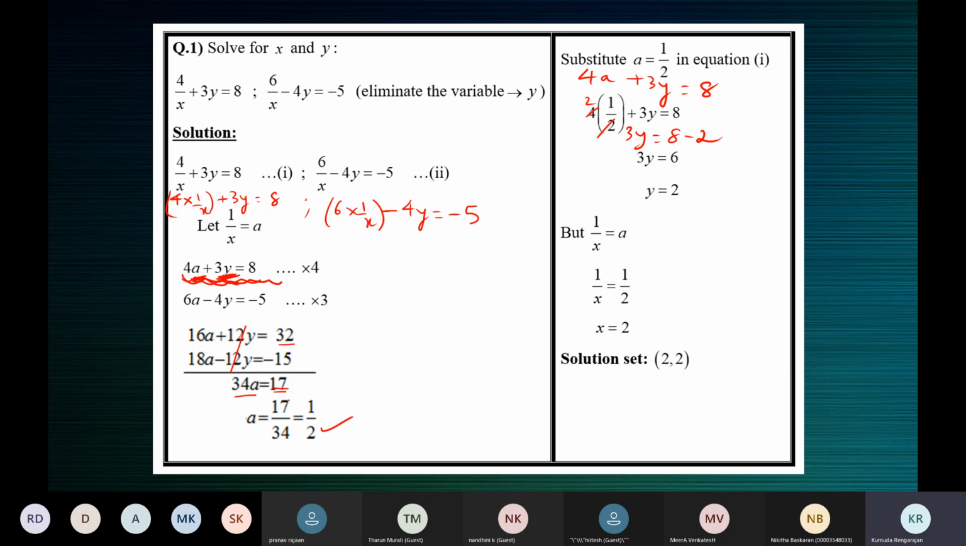So now we got the values of a and y. But we know that 1 by x is a. So 1 by x is equal to 1 by 2, or x is equal to 2, taking reciprocals on both the sides. Or you can even cross multiply. x is equal to 2. So the values of x and y are 2 and 2.